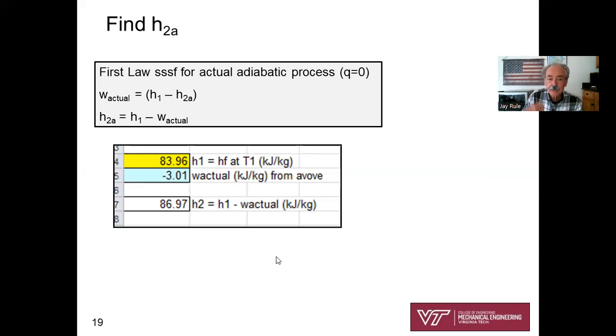Okay, the little extra bonus. How do we calculate H2 actual? How do we calculate the actual outlet enthalpy of the pump? We use the first law. Q minus W actual equals H2 actual minus H1. Well, remember there's that minus sign there. So W actual is H1 minus H2A. Solve for H2 actual. It's H1 minus W actual. This is going to be a negative number, so H2 actual is going to be a bigger number than H1. And sure enough, there it is. H2 actual is 86.97. That's H2 actual. Got it?